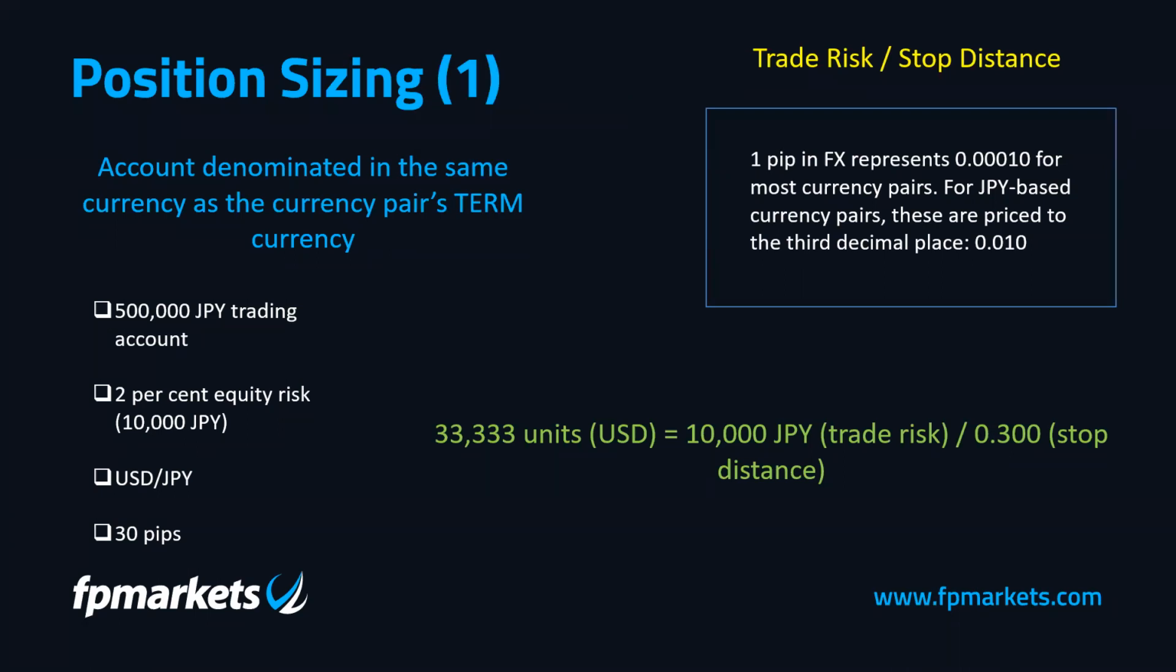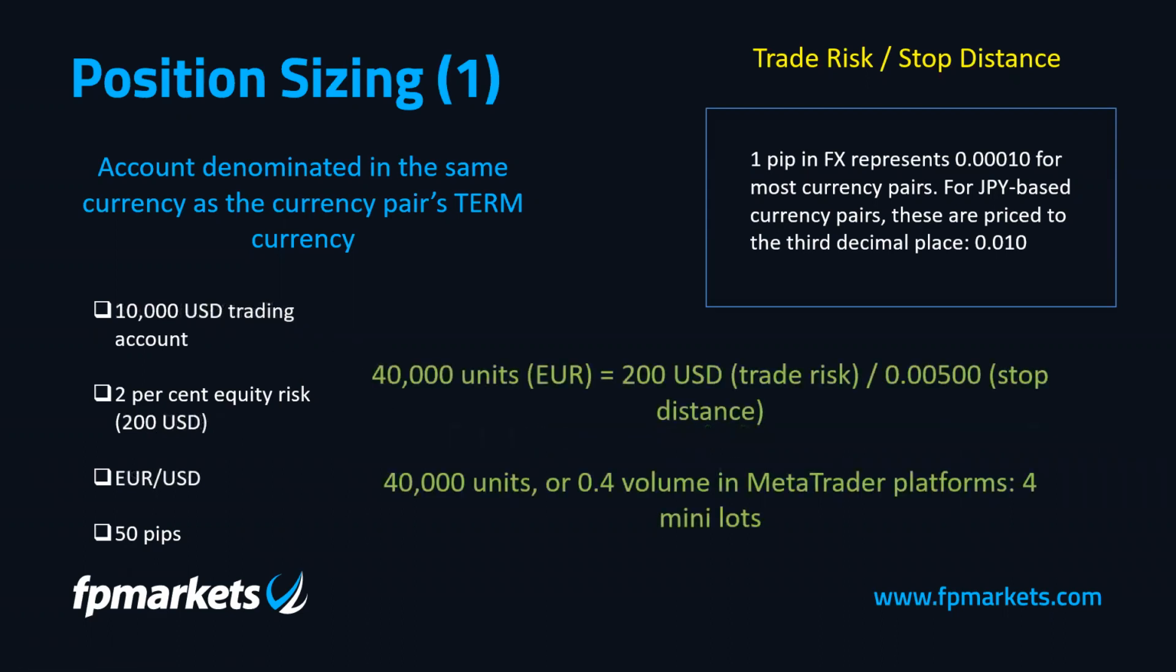Sahid, are you sure you're clear? Oh, how did you get... Sorry, I missed your question there, Sahid. How did you get 40,000 euros? Are you clear now, Sahid? You've said okay, understood. Let me just go back to that. Sorry, I'm terribly sorry, I missed your question there. Right, so 40,000 units. 200 US dollars, our account equity risk, divided by the stop loss distance gives us 40,000 units. 40,000 divided by 100,000 gives us 0.4, and that's our volume we put in.